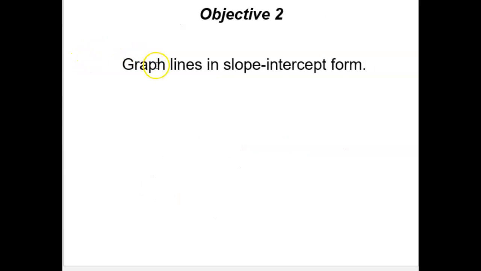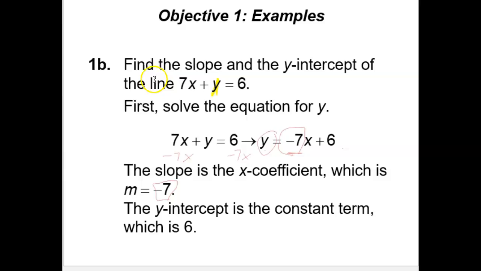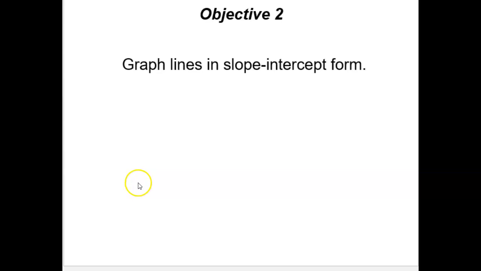All right, and that brings us to the end of our lesson on Objective 1, which is how to use the equation of a line to find the slope and the y-intercept. In the next recording, we'll take a look at Objective 2, which is how to graph lines once we have them in slope-intercept form.